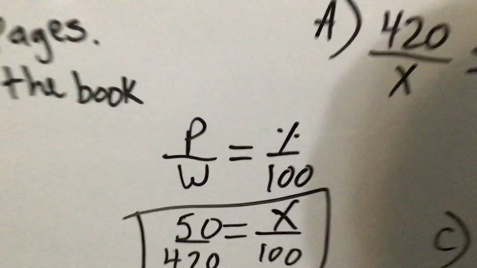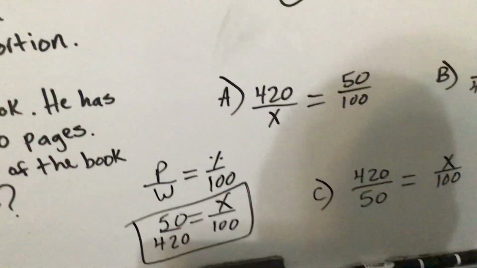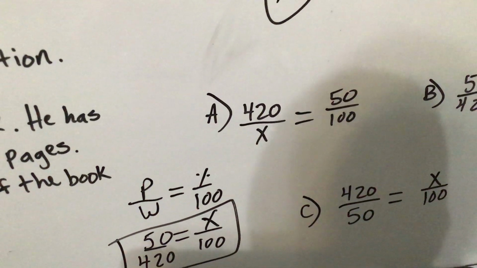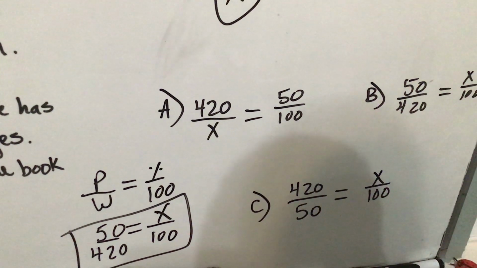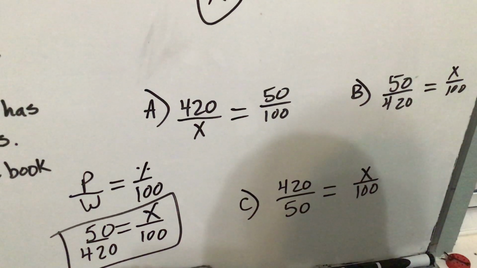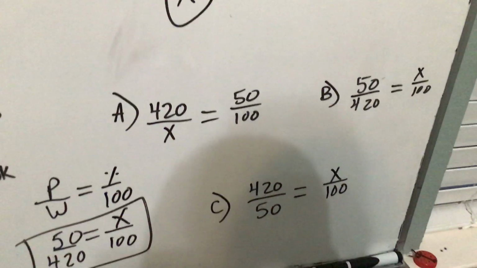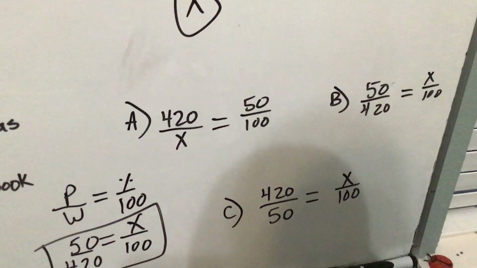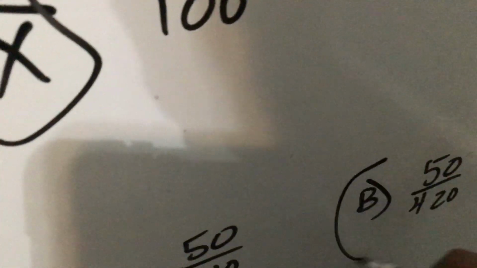And all we have to do is go back to the answer choices. As you can see, A does not match. It looks like the numbers are different. 420 is on top. We don't need it up there. Look at letter B, 50 over 420, equal sign, x over 100. C, 50 and 420 are flipped, so that wouldn't make sense. So the correct answer will be B.